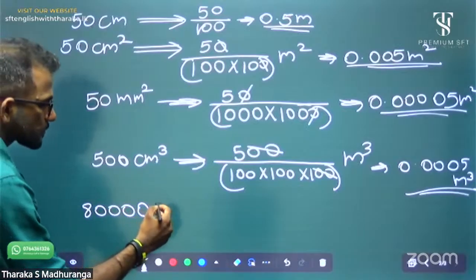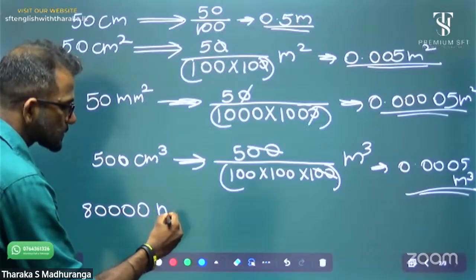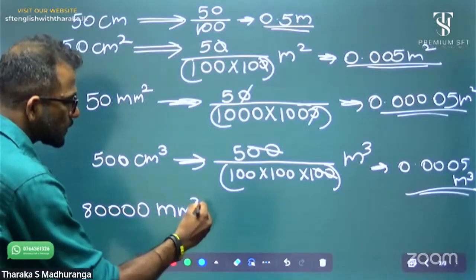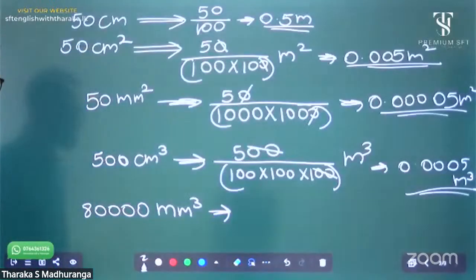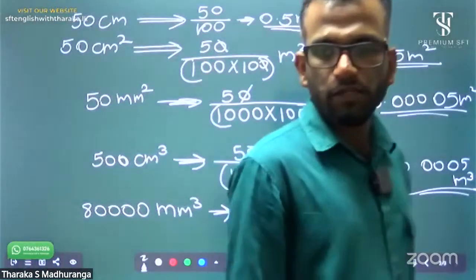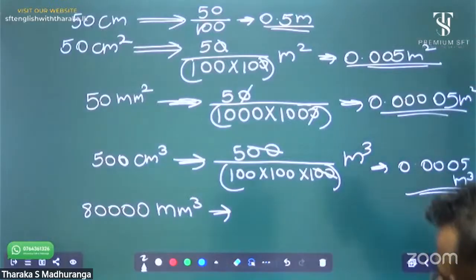80,000 cubic millimeter. Can you convert into cubic meter, the standard unit? 80,000 cubic millimeter. Please follow the same concept, same procedure. First find how many millimeters per meter. Then it is 3 times, then divide 3 times.